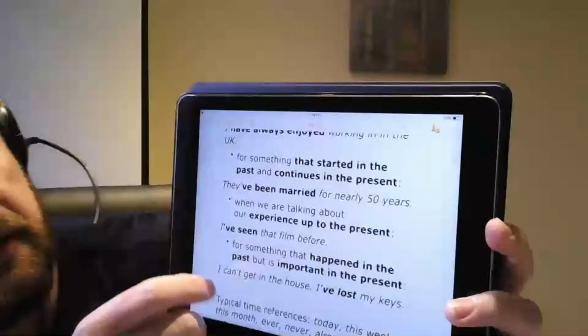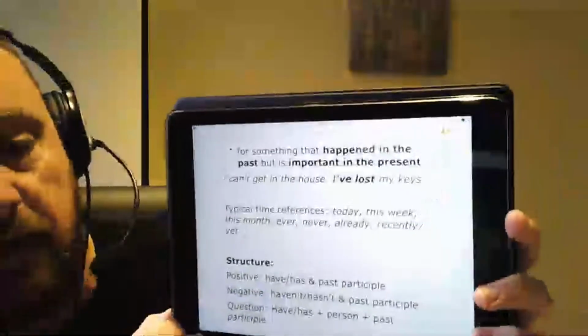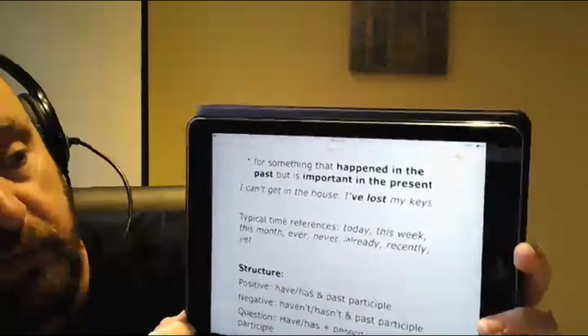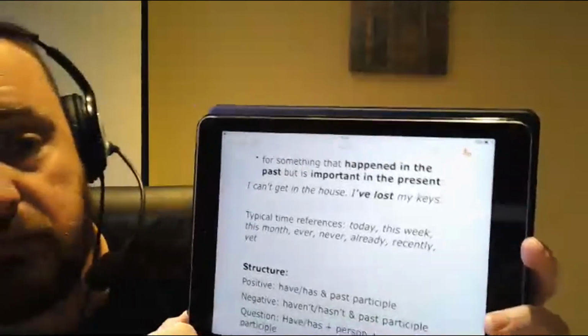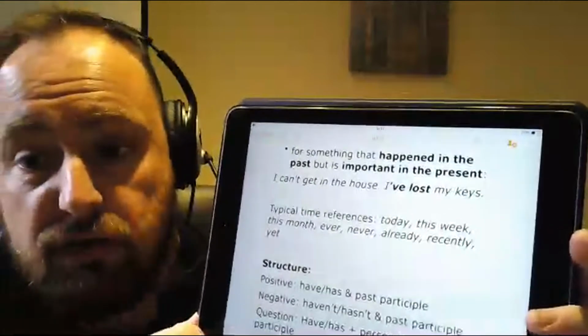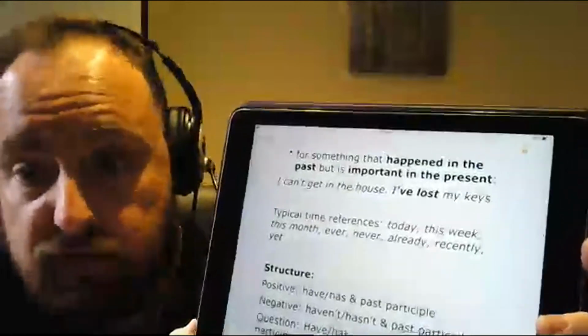Okay, and the next meaning we have here is for something that happened in the past, but is important in the present. Our example sentence: I can't get in the house. I've lost my keys. So you lost your keys in the past, but it's important now because you can't get in the house. So it has present ramifications, or a present effect, because you can't get in the house, you don't have your keys, you lost them earlier. So you say, I've lost my keys.